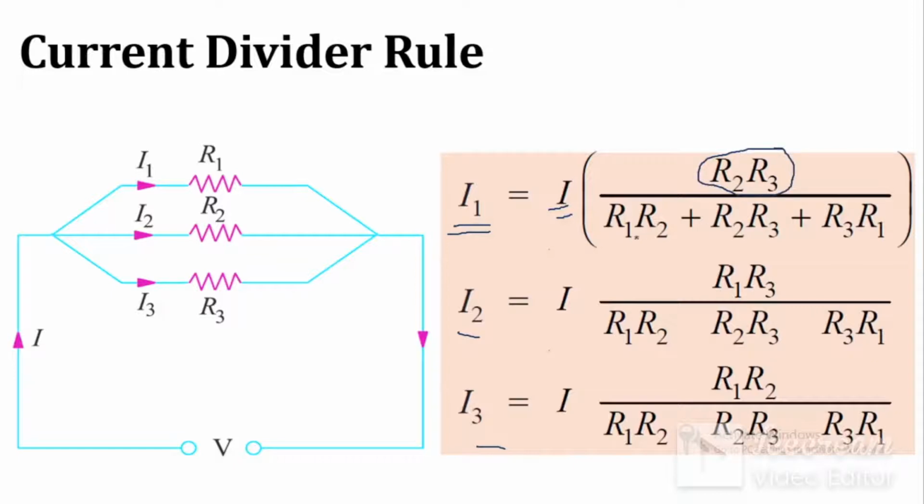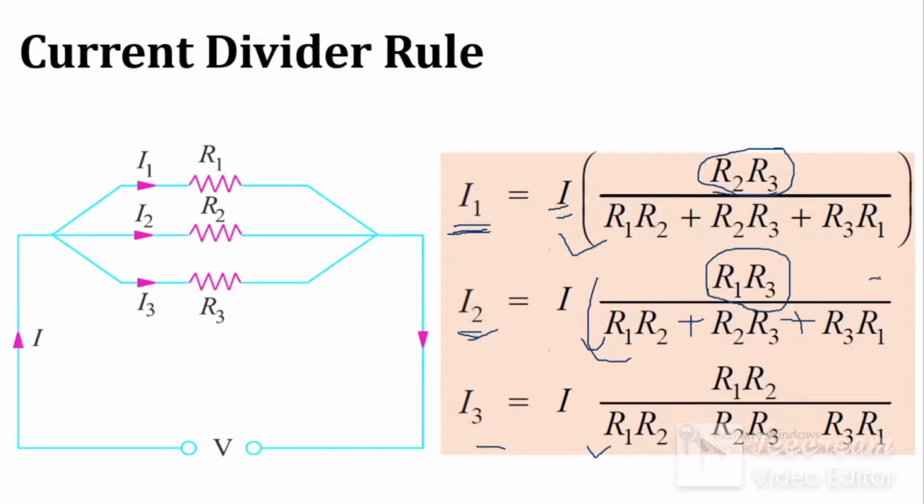Now here we have to take pairs of individual resistances: R1 R2, R2 R3 and R3 R1. The denominator will remain the same for all three currents. The change is only in the numerator. If I want to find out I1, I have to multiply the rest of the resistances, R2 R3. Now if I want to find out the value of I2, then the remaining resistances are R1 and R3. The denominator will remain the same: R1 R2 plus R2 R3 plus R3 R1.